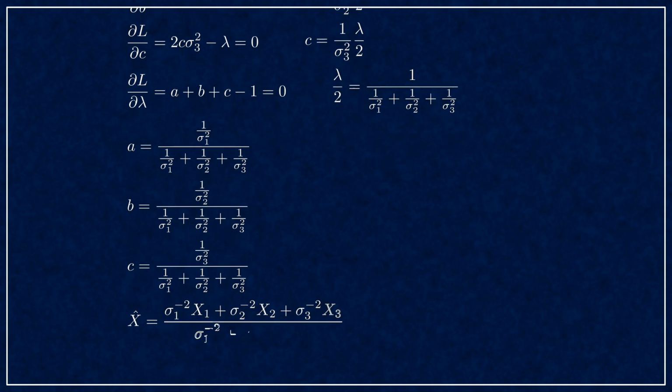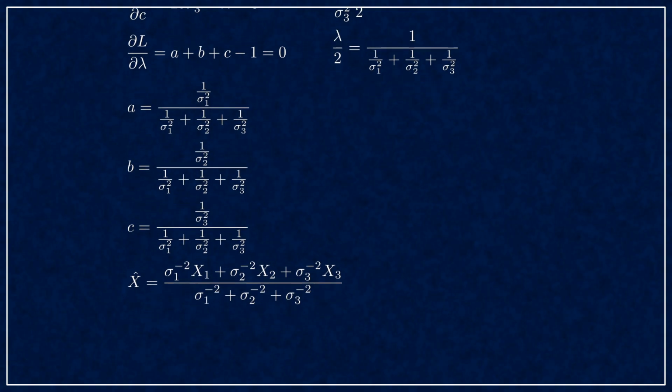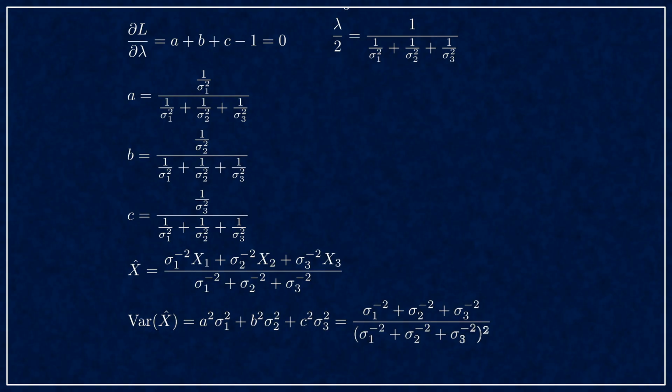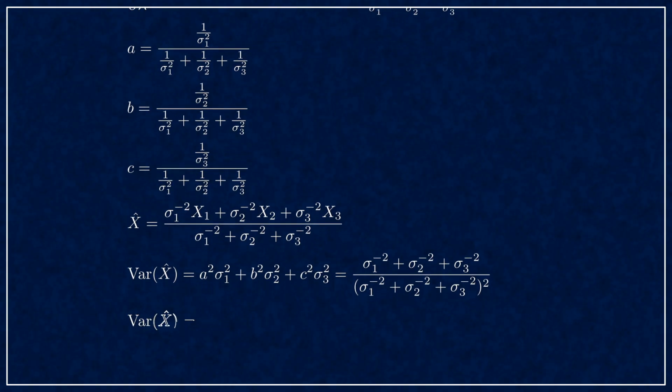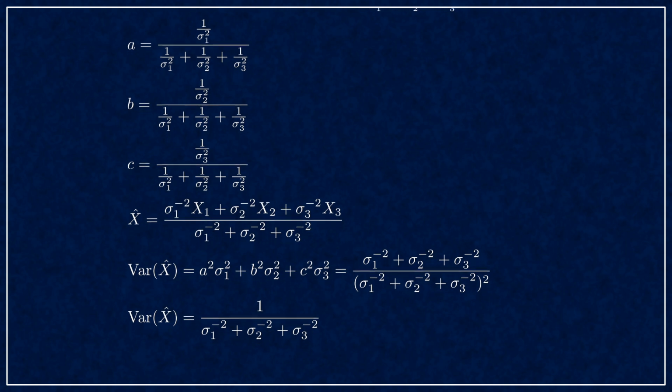Now let me use sigma to the power of minus 2 to save some space here, and the expression for the estimated x is as follows. For each value x, you scale it by the inverse of its variance, and then you normalize by the sum of all inverse variances. And for the variance of the estimate, it's just the inverse of the denominator from above. It's actually the same formula as combining resistors in parallel, if you know electrical engineering.